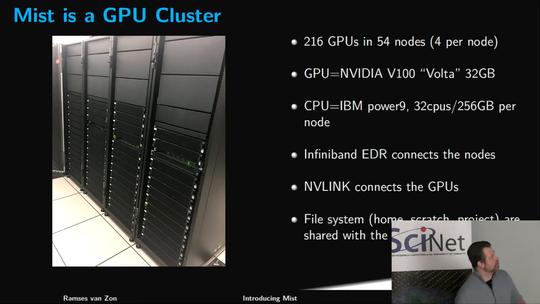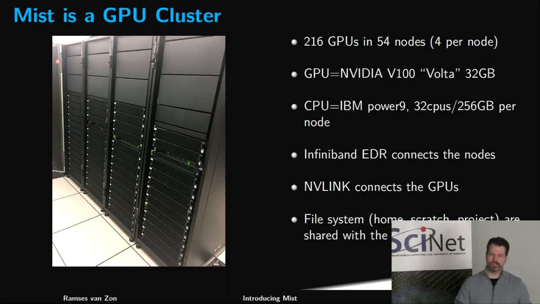These are basically boxes of four GPUs. In each box, alongside the GPUs, are these Power 9 chips. There are 32 cores, and each host has 256 gigabytes of RAM. Not mentioned here, but those 32 CPUs pretend that they are 128 CPUs by some clever hyper-threading technology. Each box is nice and powerful, and it's connected through an InfiniBand network, so you can run across nodes fairly efficiently.